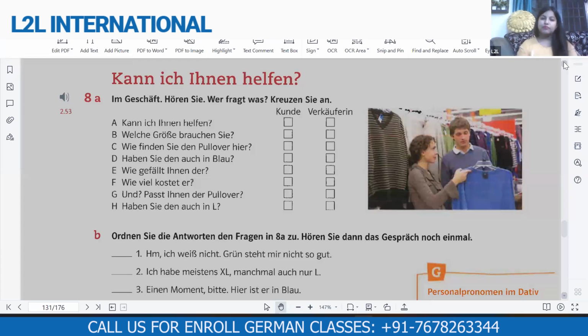Kann ich Ihnen helfen? Can I help you? Kunde or Verkäuferin? Kunde is customer, Verkäuferin is seller. Verkäuferin, right? Similarly, try to understand the meaning of the other sentences and let me know if you could get the meaning or not. And then we're going to do the dative personal pronouns: Ihnen, ihr, ihm.